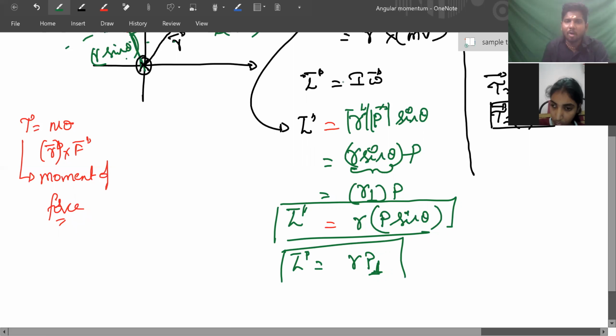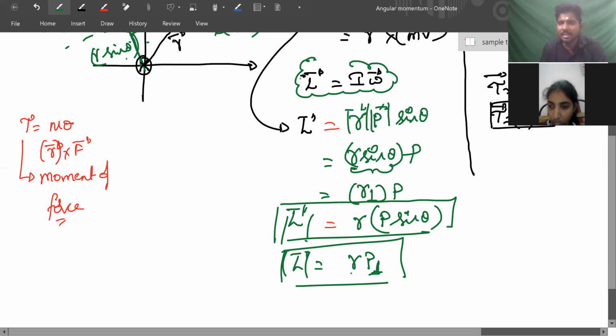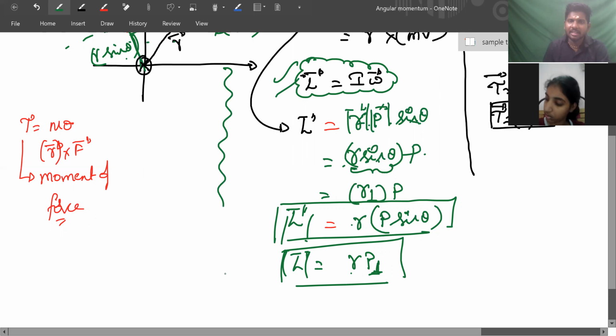So according to the situation, we'll use the formula. If a system of particles is there, the moment of inertia is known and omega is known, then we'll use this formula. If a particle is there and you know the point about which you have to find angular momentum, then we will use r p sin theta, or r sin theta into p, or otherwise r into p sin theta, r into p perpendicular. Got it? Whatever I taught you in torque, similar.